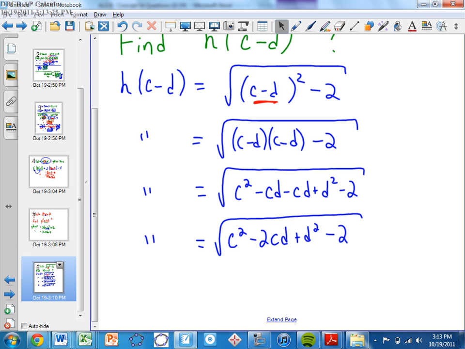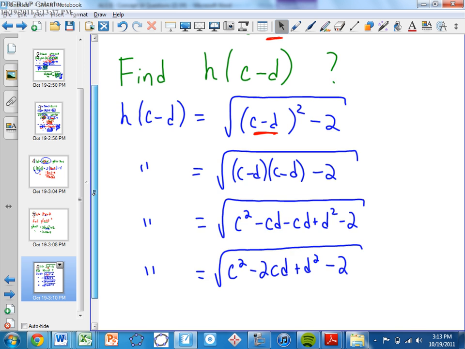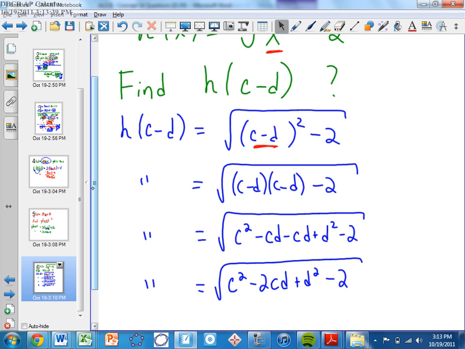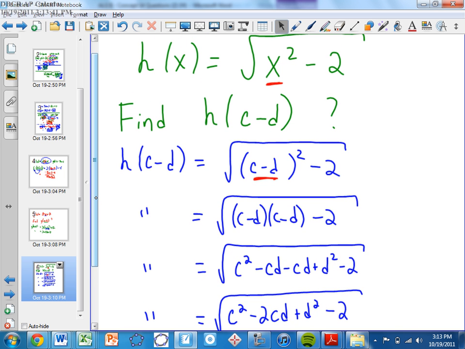What happened to x squared? You tell me. I'm guessing it turned into c minus d. Good guess. Why did that happen? Because the original function was defined as h of x, right? And now we're looking at h of c minus d, which means c minus d, this whole value, takes the place of that x right there.